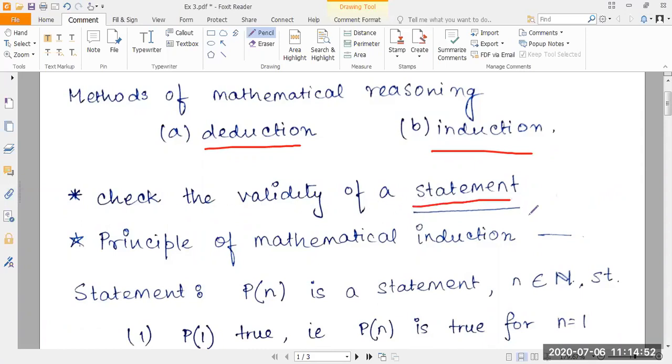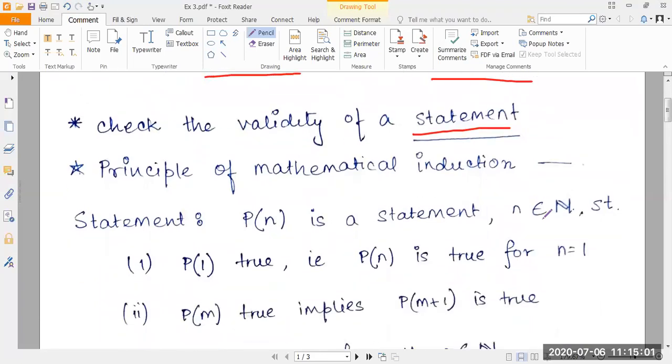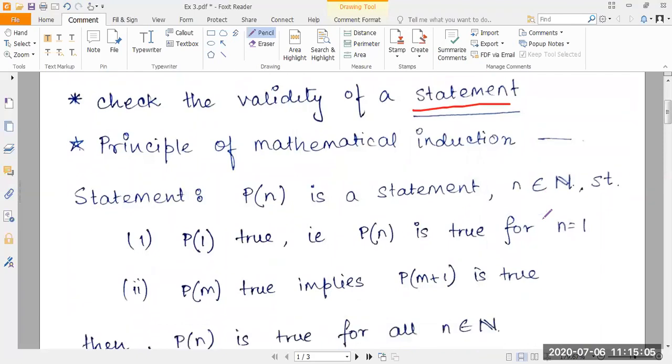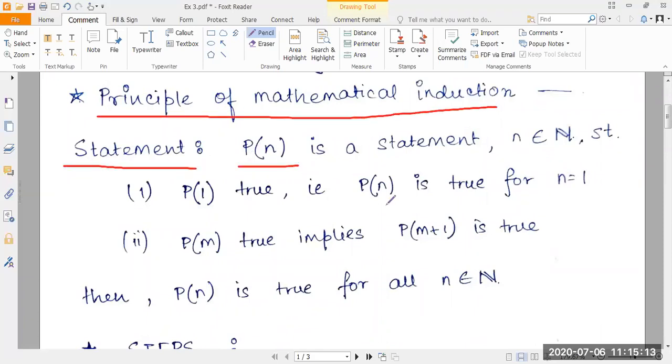Now, what is a statement? A statement is a tentative conclusion of an observation that needs to be proven or disproven. Any statement which involves a mathematical relation or relations is called a mathematical statement. So let's find out the principle of mathematical induction first. I have written the statement of the principle. Let's say Pn is a statement.